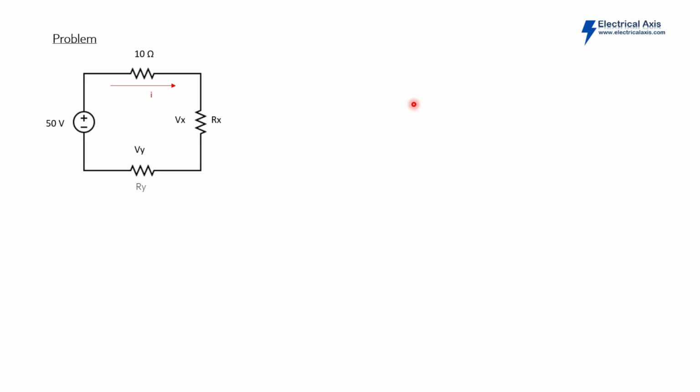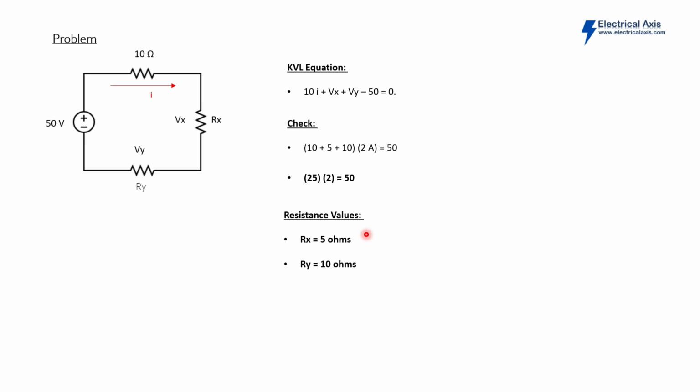Substituting the values of Rx, which is 5, and Ry, which is 10 ohms, we can get an equivalent resistance of 25 ohms. Multiplying it to the value of the current, which is 2 amperes, the answer is 50 volts, which conforms to this KVL equation. Therefore, we can conclude that our answer for the values of Rx and Ry is correct.